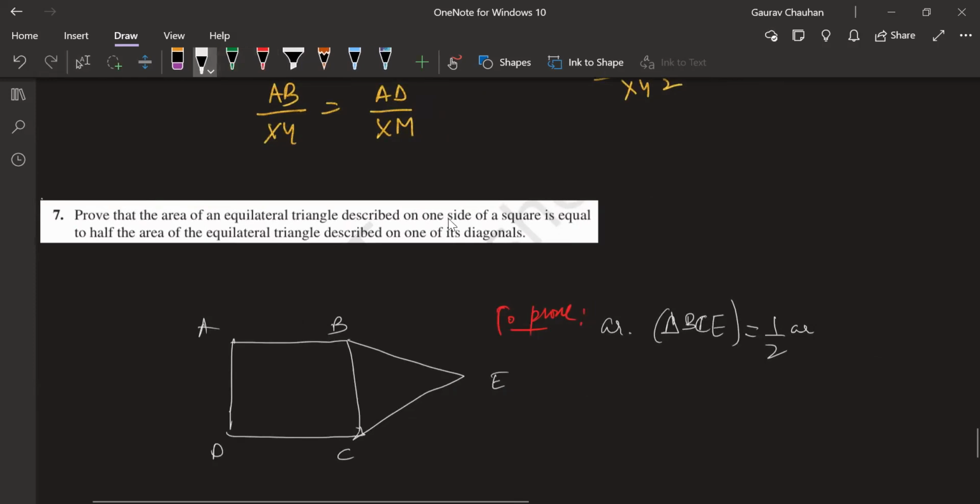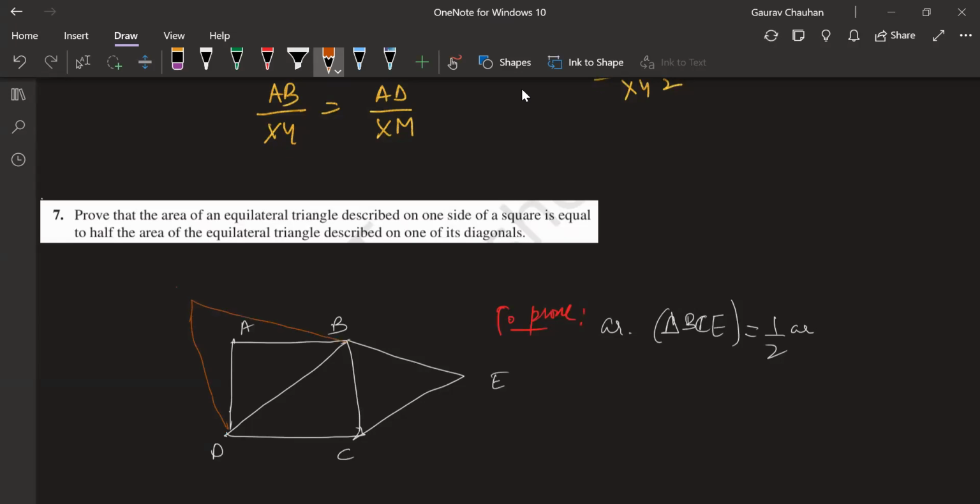So first I will have to draw a diagonal. Let BD be a diagonal of the square I'm drawing. Then on that I'm making one equilateral triangle. On top of this diagonal, I'm going to make an equilateral triangle. So it will come somewhat like this. Something like this, one equilateral triangle will come. Let this be X. So it is equal to half of area of BXD.